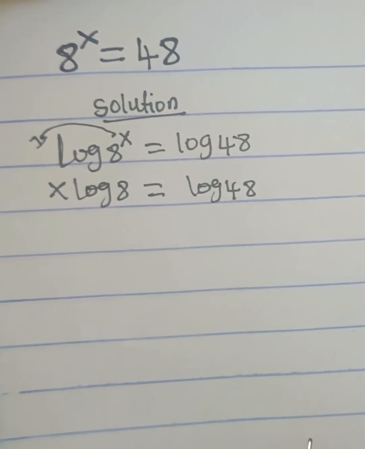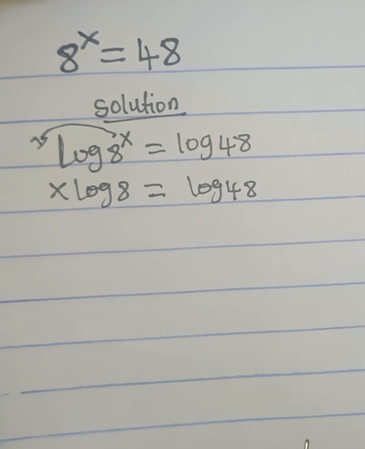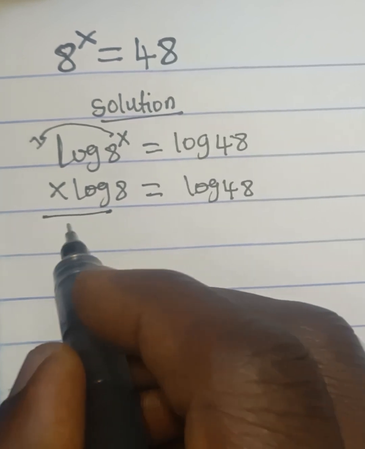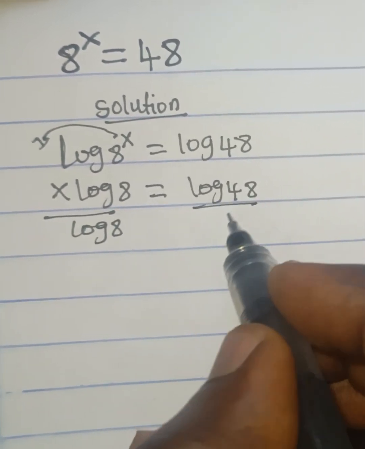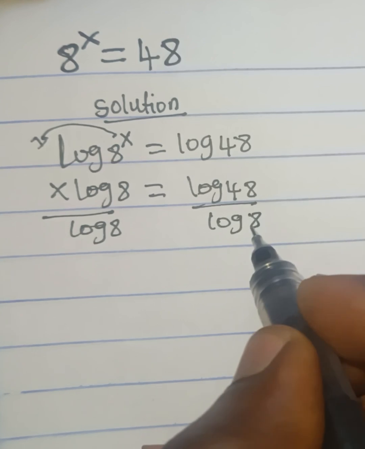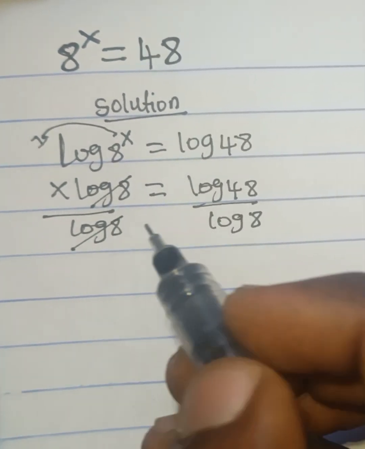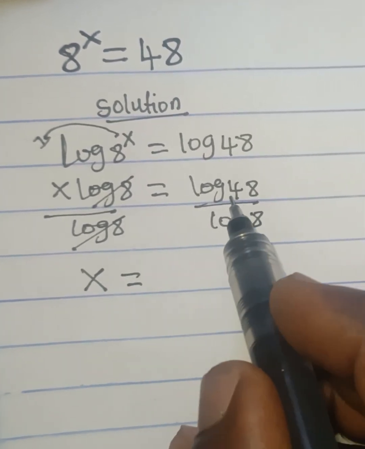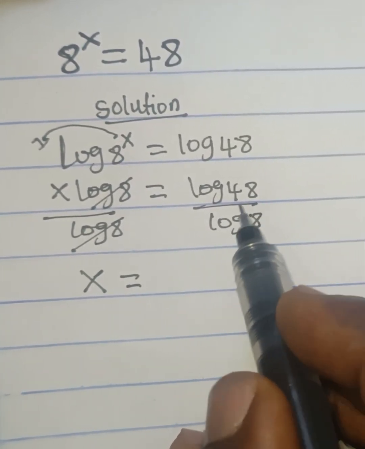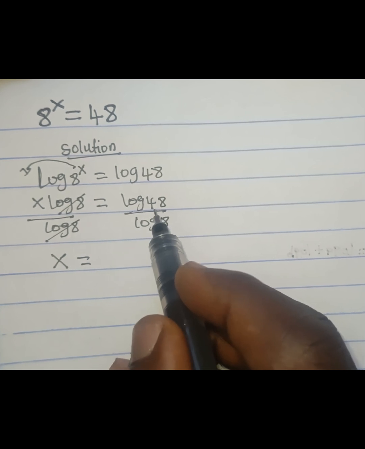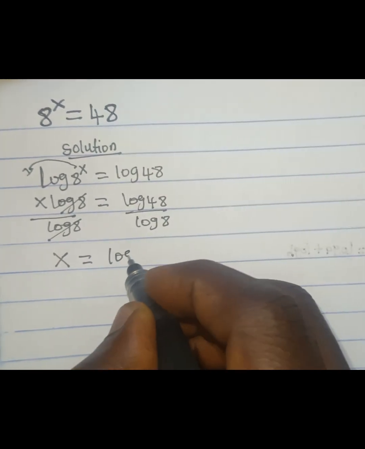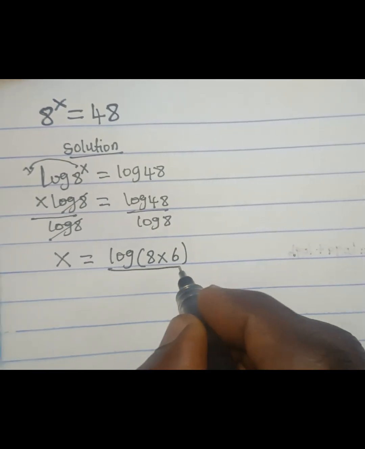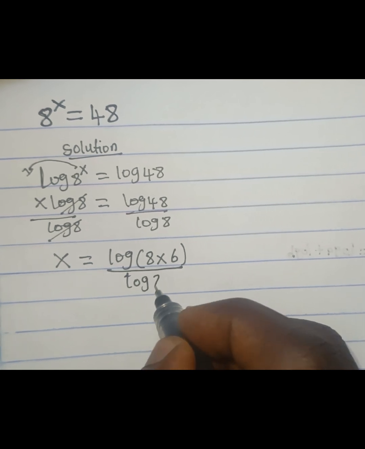The next thing we are going to do, remember we are looking for the value of x, is to divide both sides of this equation by the coefficient of x, which is log 8. We divide the left hand side by log of 8 and also the right hand side by log of 8, so that this log 8 eliminates this log 8. On the left hand side we are left with just x, which is equal to log 48 all over log 8. This 48 can also be written as 8 multiplied by 6. So in place of 48, we write 8 multiplied by 6, then everything all over log of 8.